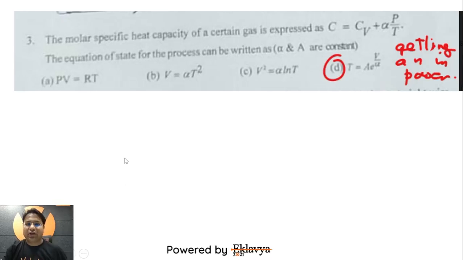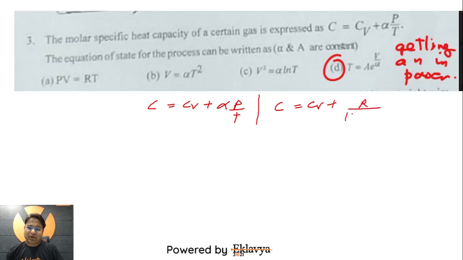Okay, so we are now looking at the third question. The third question says that the molar specific heat capacity has been given to us as Cv plus alpha P by T. That's the molar specific heat capacity of a gas in a certain process. We want to find the equation of state for the process. The general formula for C for any process is Cv plus R upon 1 plus VdP by PdV. So this is the general formula of molar heat capacity for any process.